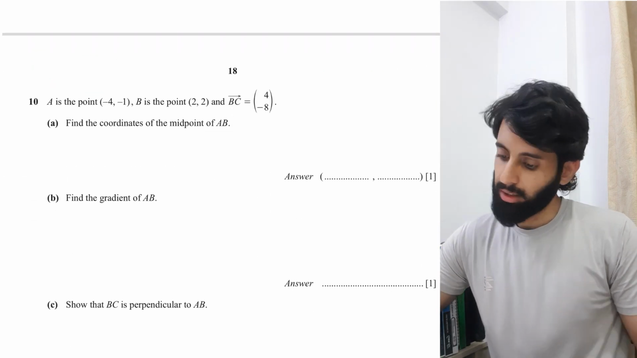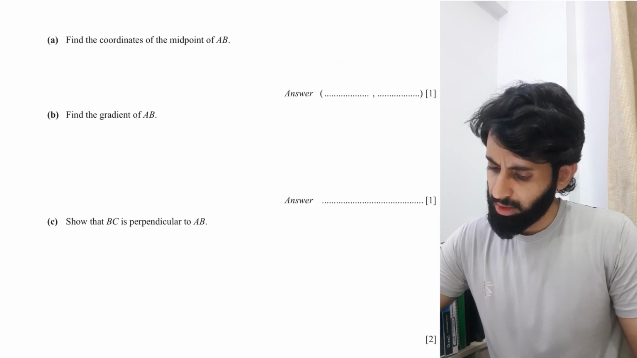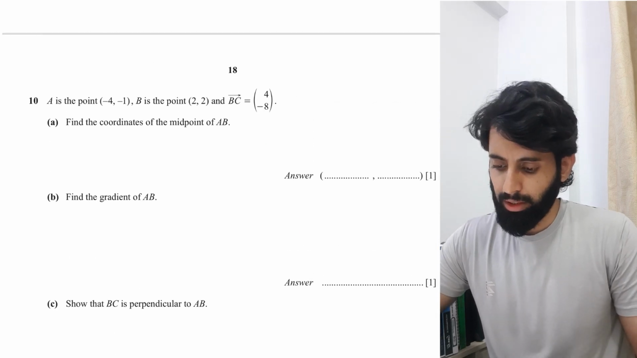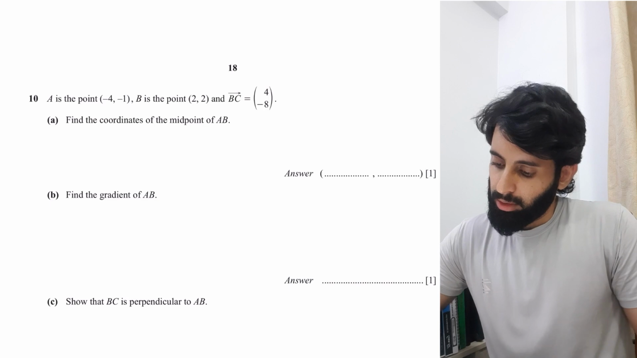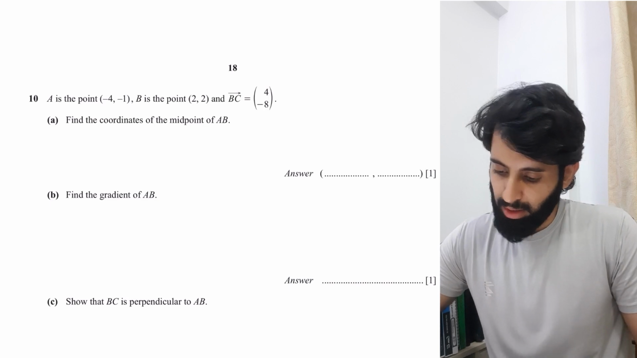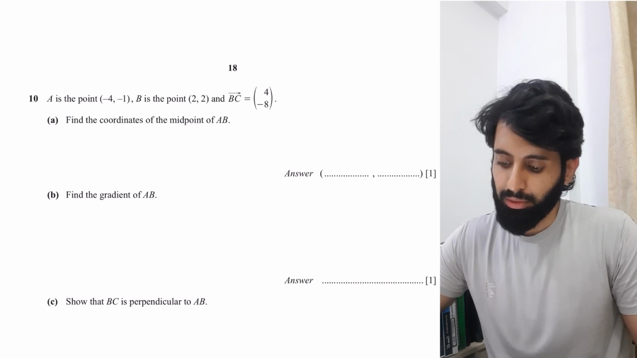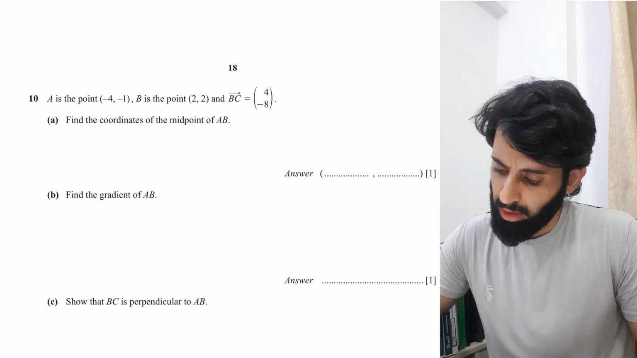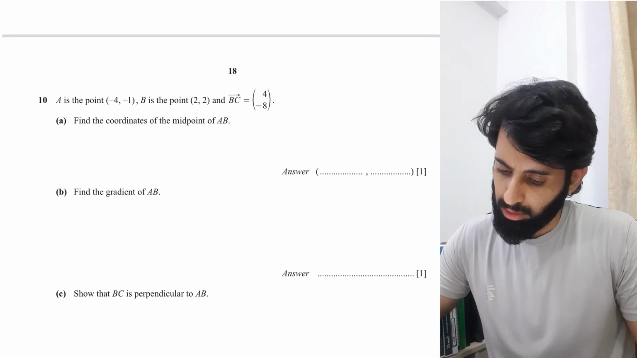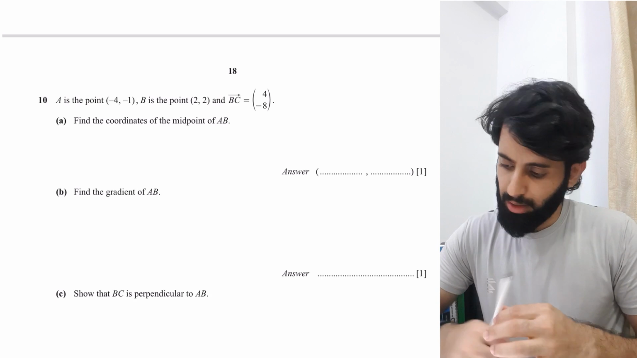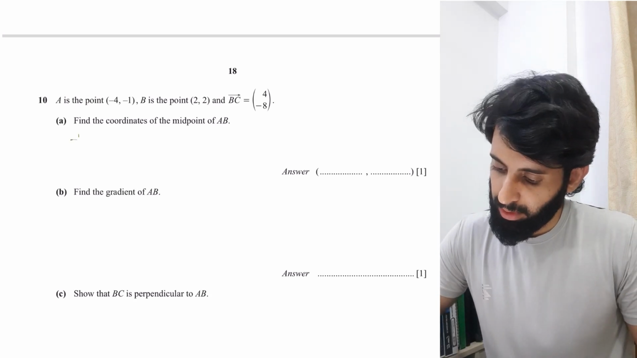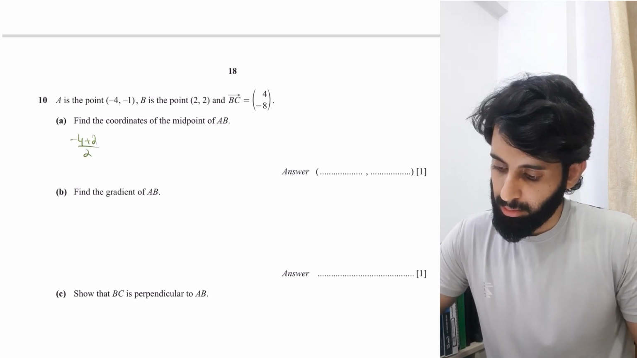Now we're at the last question, which is again sort of like vectors, sort of like coordinate geometry. So A is the point, and we have B. So the first thing I have to do is find the midpoint. That's a no-brainer. So I'm simply going to sum up the x coordinates. So when I sum up the x coordinates, I get minus 4 plus 2 upon 2, and then minus 1 plus 2 upon 2.